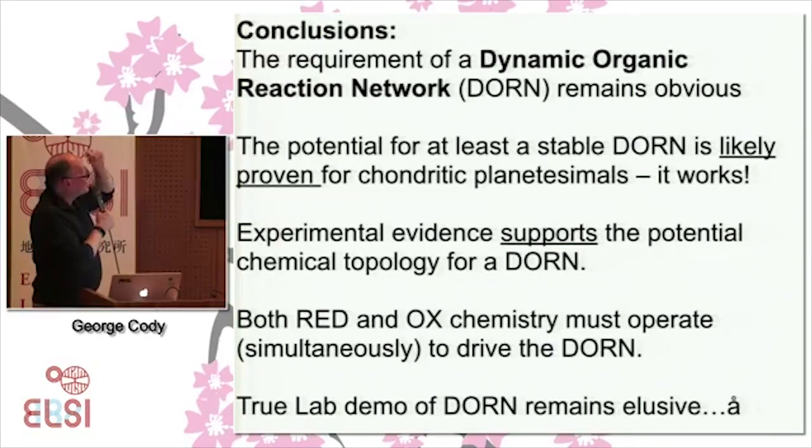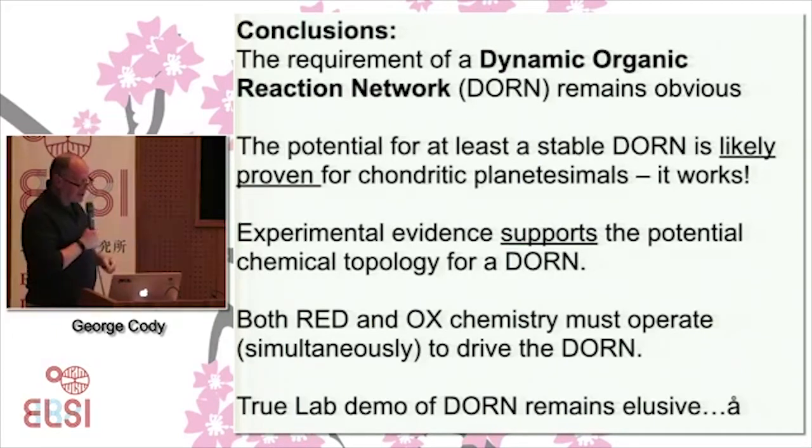Potential for at least a stable dynamic organic reaction network is, I would argue, probably proven for chondritic environments. So it works. I think that's a remarkable result, and it got me really excited, re-excited, if you will, about this entire field. So experimental evidence supports the potential chemical topology that would do this, but both redox and oxidative chemistry have to operate simultaneously. This is not classically the kind of chemistry that you might think about doing in the laboratory, but it may be that we have to start thinking about that. Perhaps chemistry along gradients and so on and so forth.